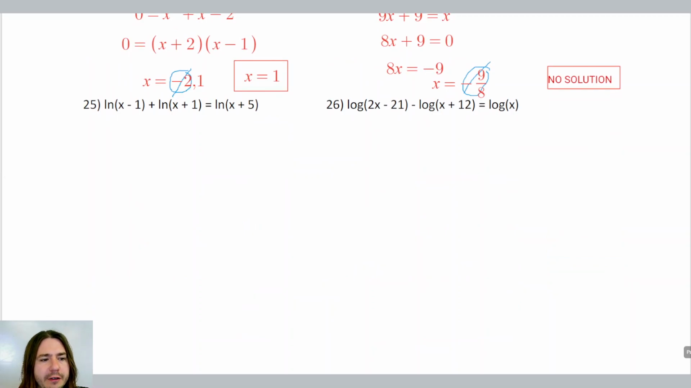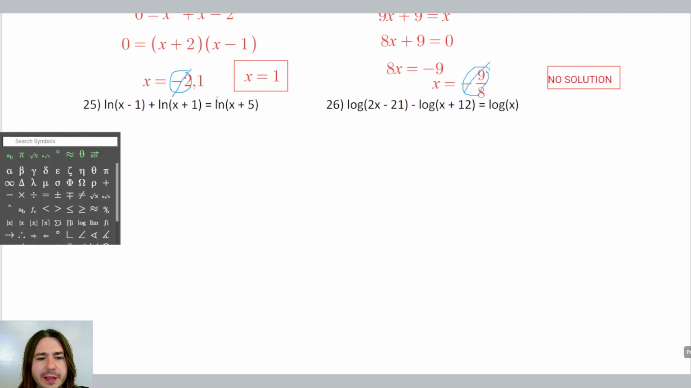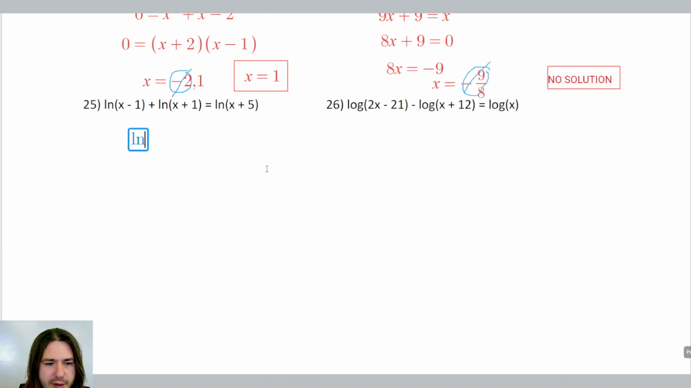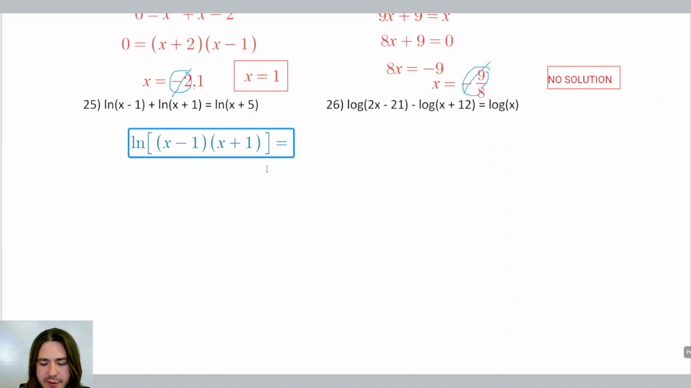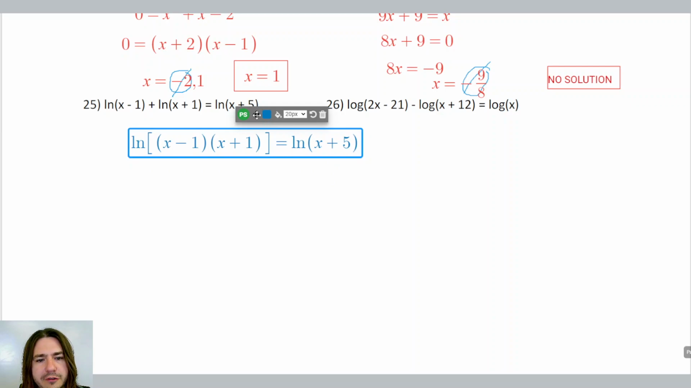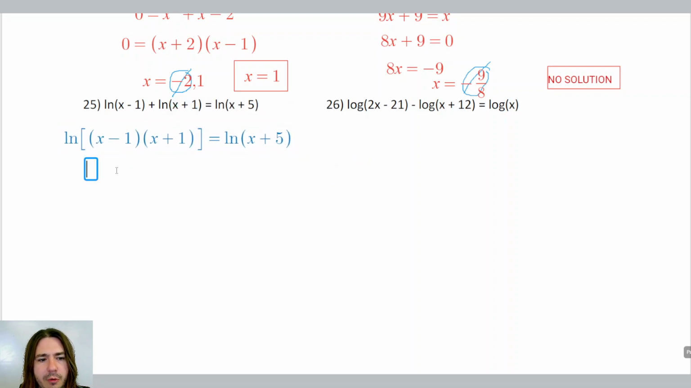For number 25, I do have logarithms on both sides, but I can't just drop everything up front. Instead, I'm going to have to combine, because you can only have a single logarithm on both sides to make that work. So I've got natural log of x minus 1 times x plus 1. So I'll have to multiply all that out. Do that on the next step. Equals natural log of x plus 5. Now that I have a single logarithm on either side, I can drop both logarithms and just set the two arguments equal to each other.